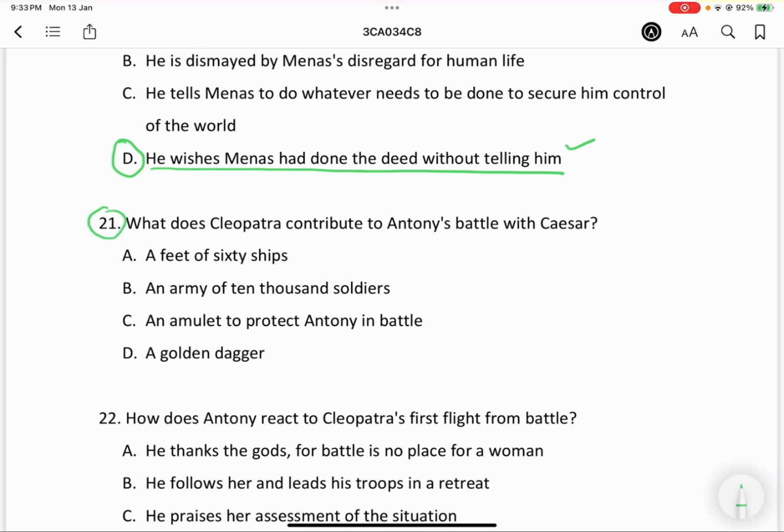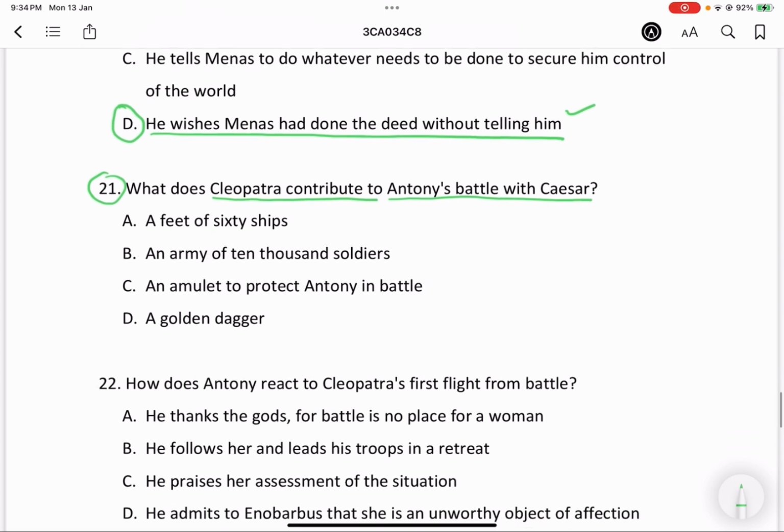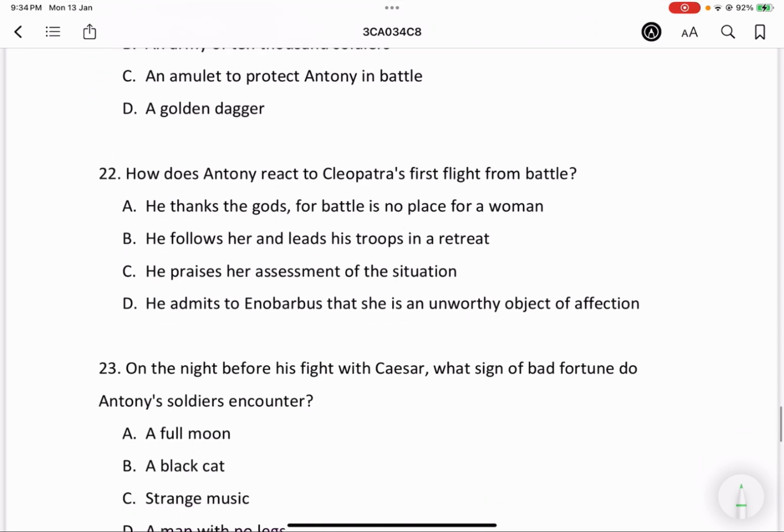Now, question 21. What does Cleopatra contribute to Antony's battle with Caesar? What is the contribution of Cleopatra to Antony's battle with Caesar? Cleopatra contributes with a fleet of 60 ships. So answer option A is correct.